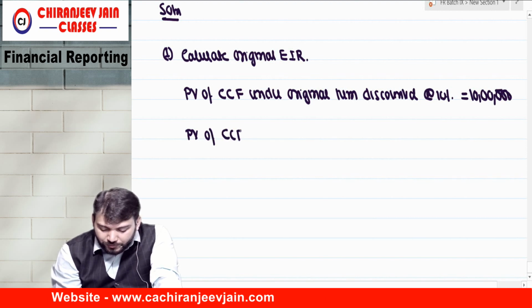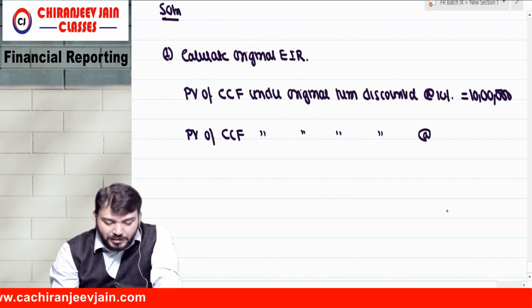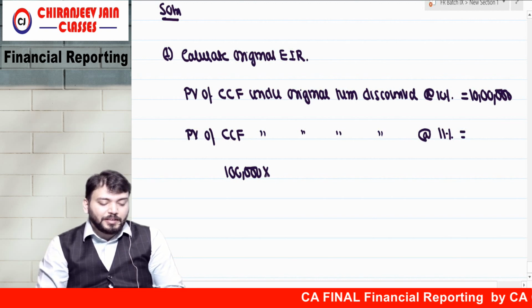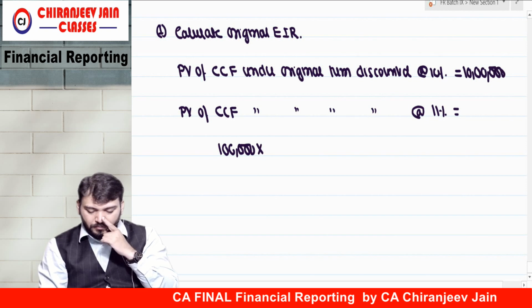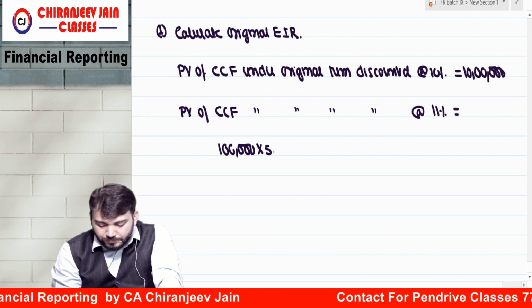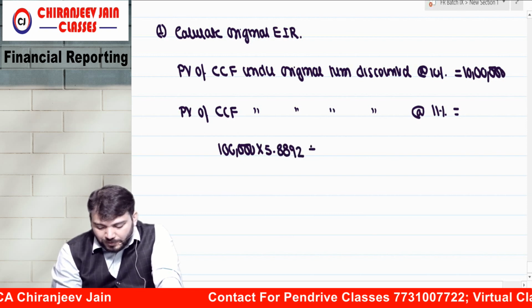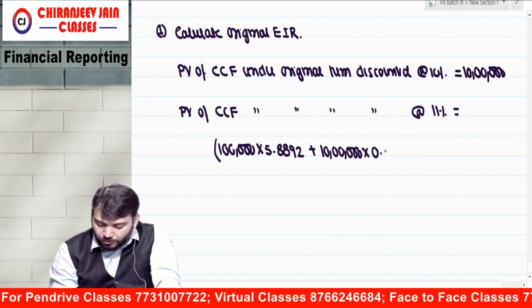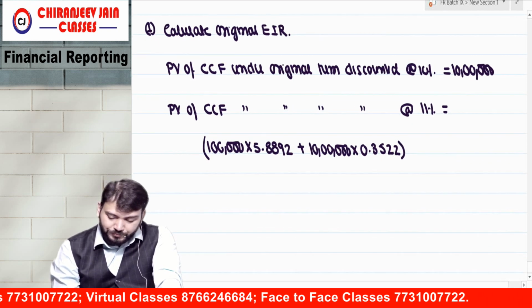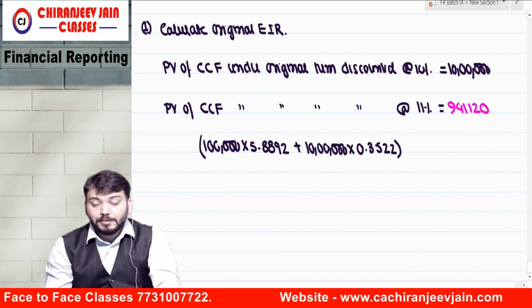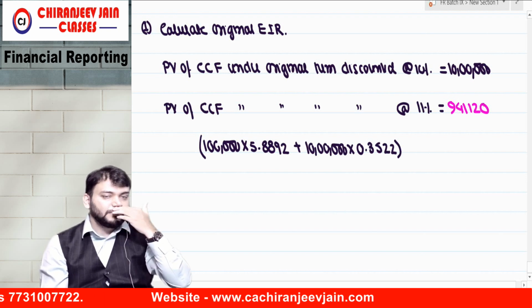Rate of interest under original term discounted at, let us assume 11%. So tell me, this will be equal to what? What is the interest? 1 lakh for 10 years. Can you give me annuity factor at 11% for 10 years? 5.8892 plus 10 lakh. Can you give me present value factor for 10 years? 0.3522. What is the present value? 9,41,120. Correct.